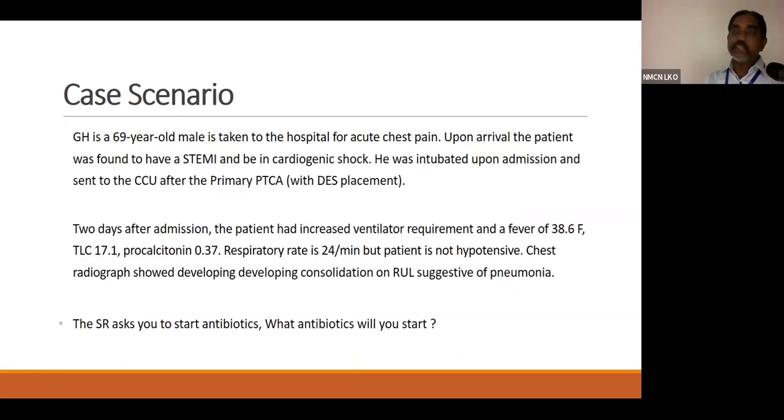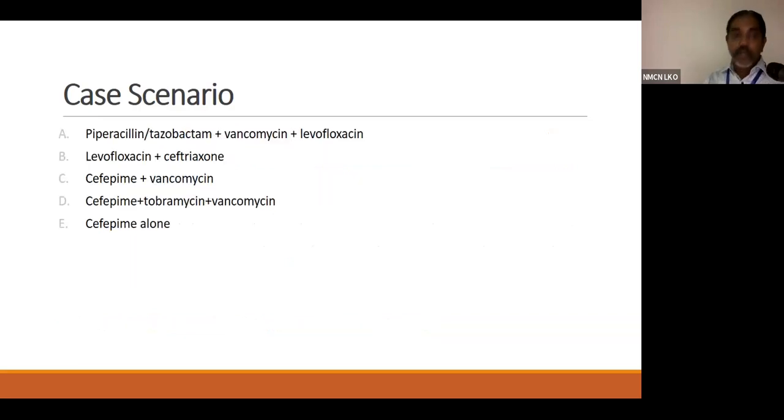So here is a case scenario in which an elderly gentleman is taken with acute chest pain to the hospital, found to be ST elevation MI, intubated upon admission and sent to the coronary care unit. Primary PTCA is done with a drug-eluting stent. 2 days after admission, the patient develops increased ventilatory requirement and fever of 38 degrees centigrade. Sorry for the typographical error. TLC is 17,100, procalcitonin 0.37, tachypnea, but the patient is not in shock. A chest radiograph shows developing consolidation in the right upper lobe. The senior resident calls you asking what antibiotics to start. What would be your choice?